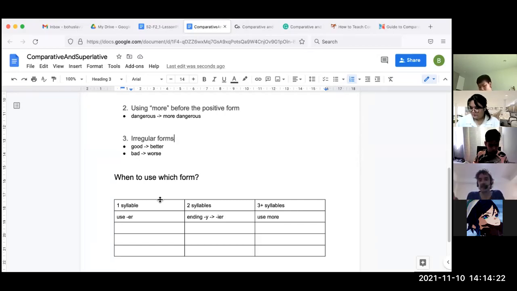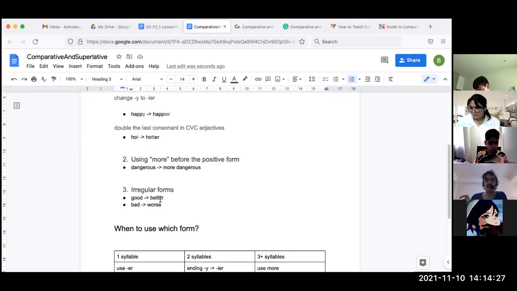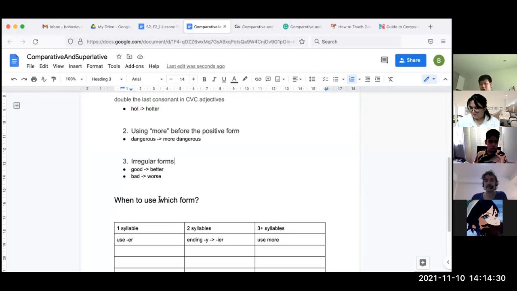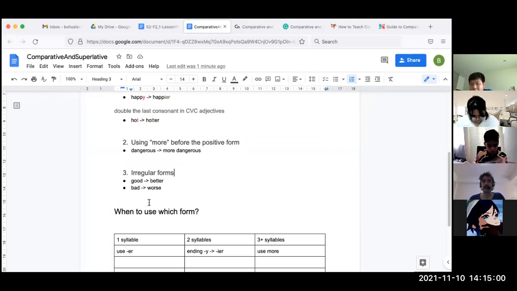Dangerous. Okay. How many syllables does the word happy have? 2. Happy. Okay. How many syllables does the word hot have? 1. Yes, hot. Okay. So if it's a regular or kind of regular adjective, if it's a one syllable adjective, we use er.